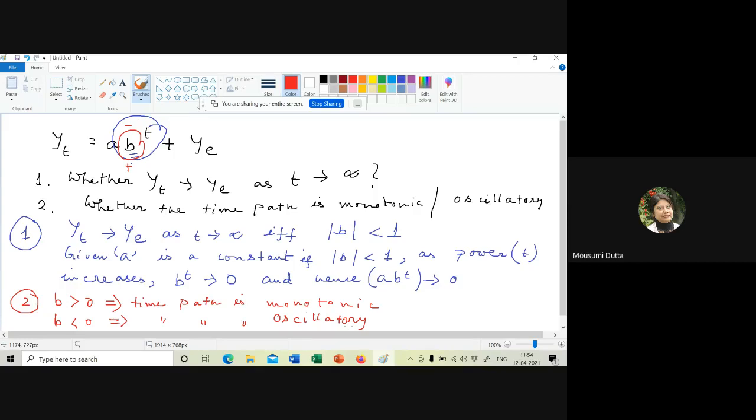First, it is deciding whether the time path will be convergent or divergent. Secondly, it is also determining whether the time path will be monotonic or oscillatory. In the first case, we will use the absolute value of B, and in the second case, we will consider the actual value of B. So those who had confusion, please let me know whether you are understanding the role of B in determining the nature of the time path of any economic variable.